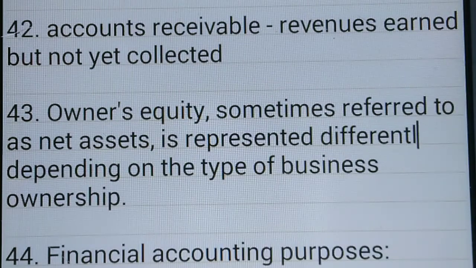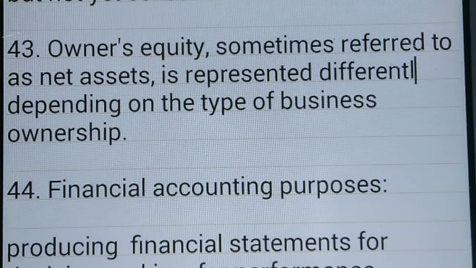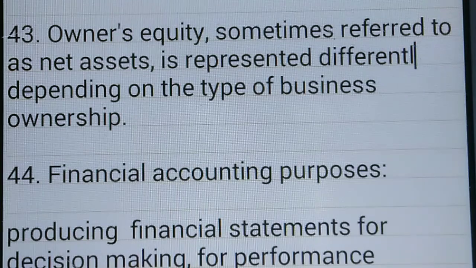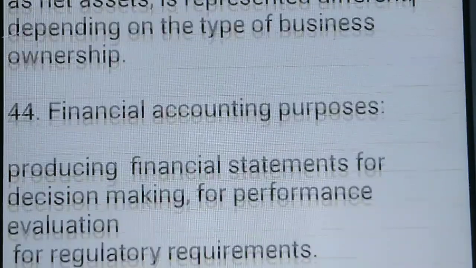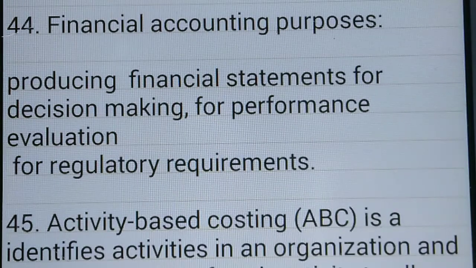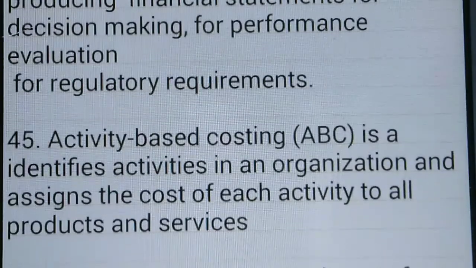Accounts receivable means revenues earned but not yet collected. Owner's equity, sometimes referred to as net assets, is represented differently depending on the type of business ownership. Financial accounting purposes: producing financial statements for decision making, for performance evaluation, and for regulatory requirements.